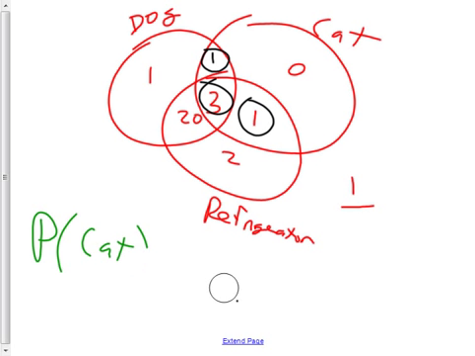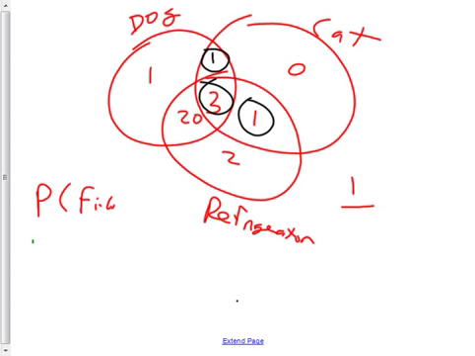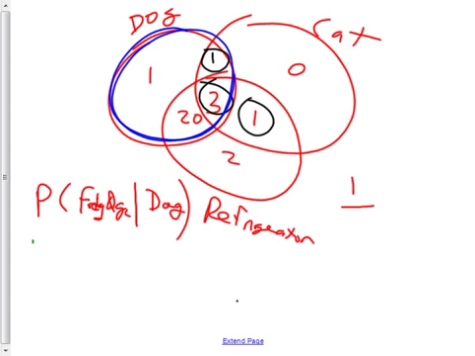Given that the person has a dog, then what's the probability they have a refrigerator? Okay, so that's probability of fridge, F-R-I-D-G, given, I need a straight line for that, given that they have a dog. As soon as I say given they have a dog, it narrows it down to just these.